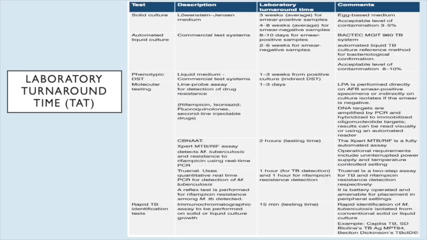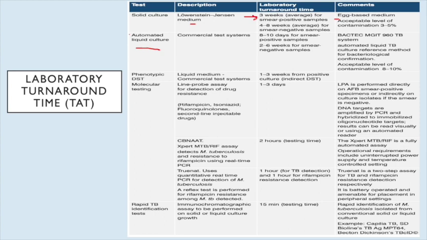Let's come to lab turnaround time, and we as practitioners must know when to expect the results. So we all know that solid culture on LJ medium used to take 3 weeks on average for smear positive patients, and they used to wait for 8 weeks for smear negative patients. This is an egg based medium, not so widely used now. Liquid cultures are being used more, and the automated ones are being preferred.